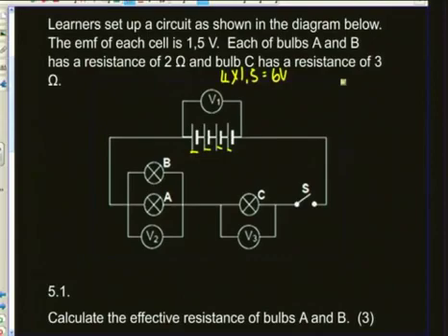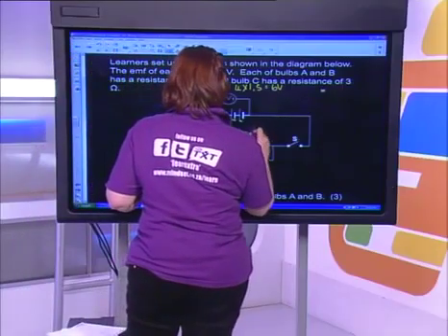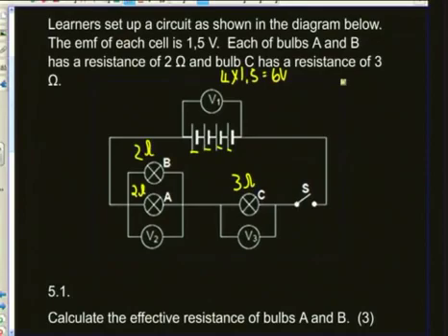Each of the bulbs, A and B, has a resistance of 2 ohms. So that's a 2 ohm resistor, and that's a 2 ohm resistor. And bulb C has a resistance of 3 ohms. Okay? That's all the information we're given. We've got 3 voltmeters. Let's just have a look at how this is connected. Pretend that the switch is closed.